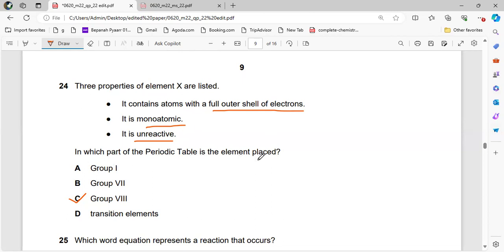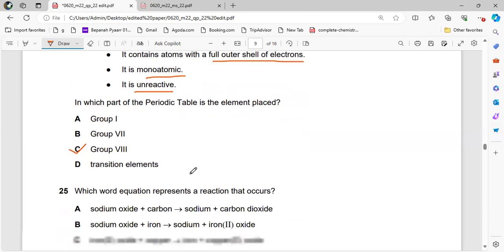In which part of the periodic table is the element placed? So it is group 8. Okay.